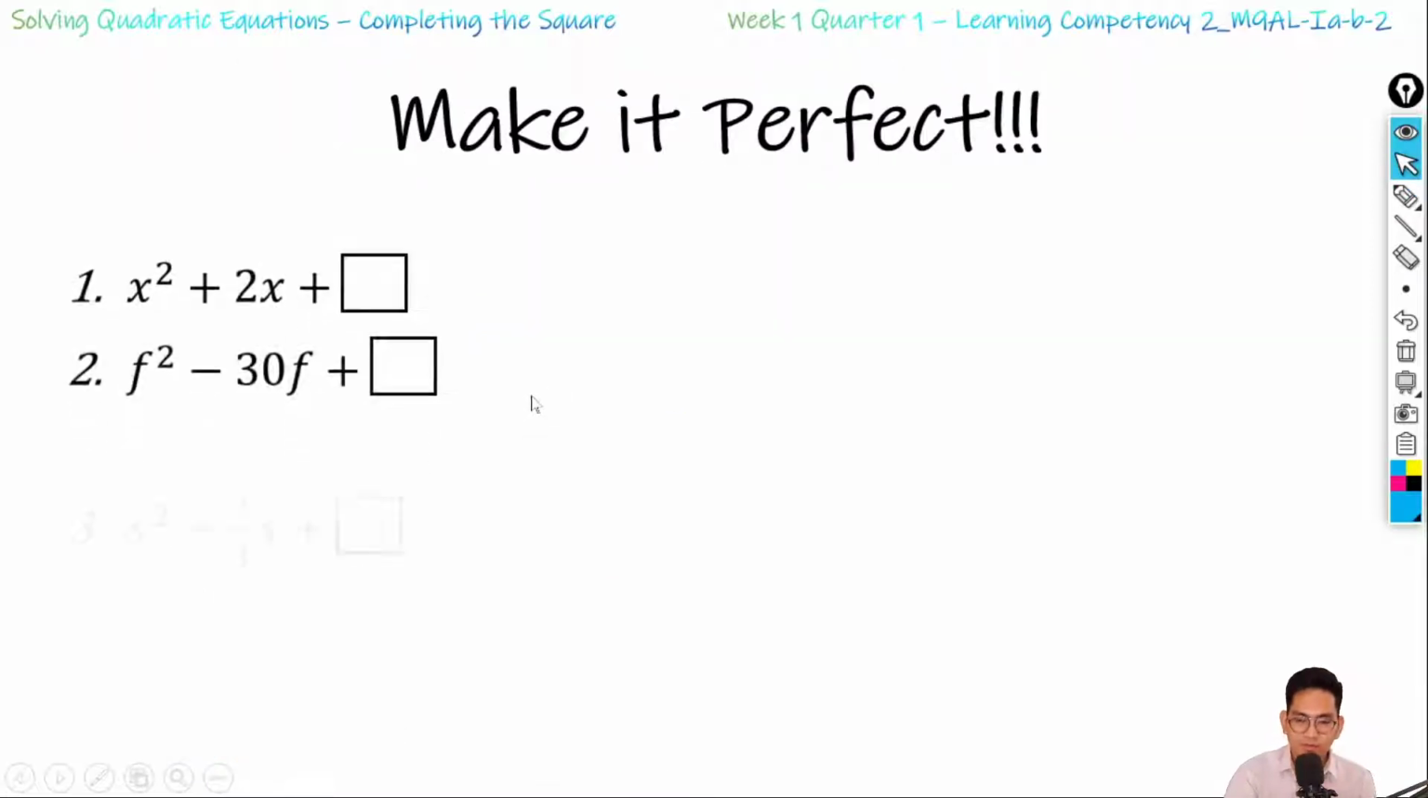Make it perfect. On this activity, we are going to give the terms in each expression to make the following a perfect square trinomial. From the previous activity, how do we know that the given expressions are perfect square trinomials? Of course, the first terms, x squared, f squared, and s squared, are perfect squares. At the same time, the third terms should also be perfect square numbers. And if we get the square root of the first term and the square root of the third term, and then multiply that by 2, that should be the middle term.